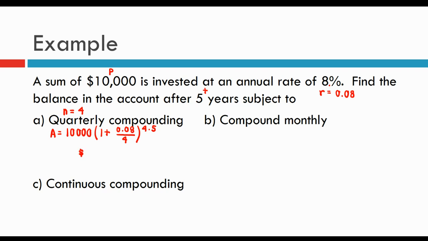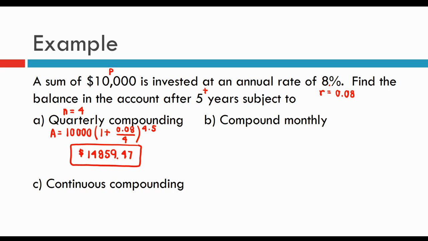We are talking money and we're investing. So after 5 years, because it's 8% growth, we should be getting a number that's bigger than 10,000. So we should end up with $14,859, and since we're talking money, 2 decimal places, that'd be 47 cents. And there is our amount compounded quarterly.